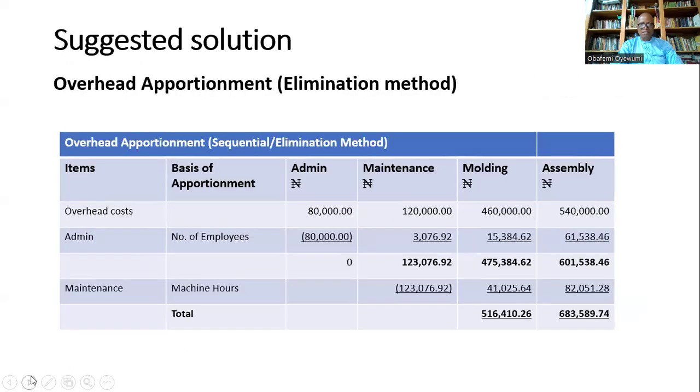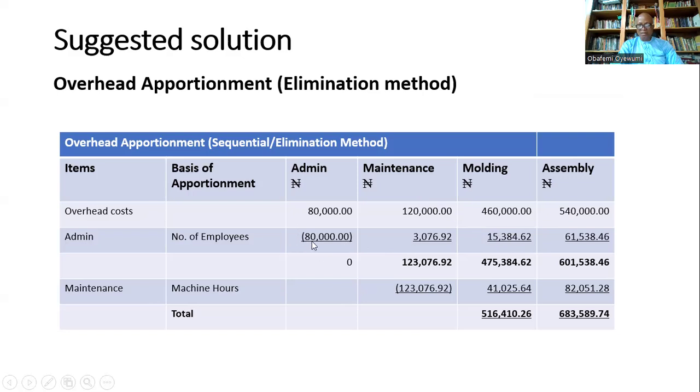So let's go to the second one, which is the elimination method. For the elimination method, we're going back to that 80. So we have 80, 120, 460, and 540, the same as what we did initially. Remember, in the first case, we didn't share admin cost to maintenance. But this time around, admin cost is being shared to maintenance. That means that admin is also serving maintenance. It's a service center that also, at the same time, serves the production centers.